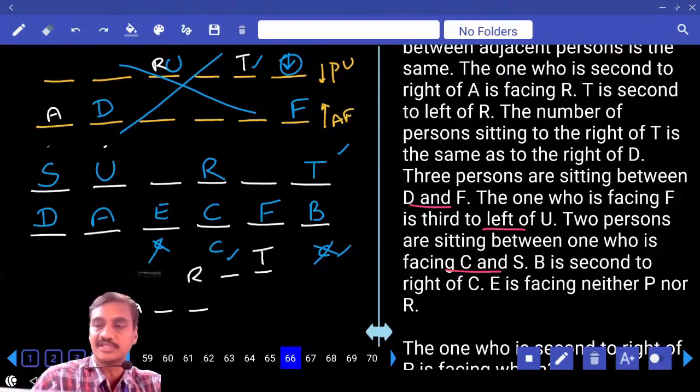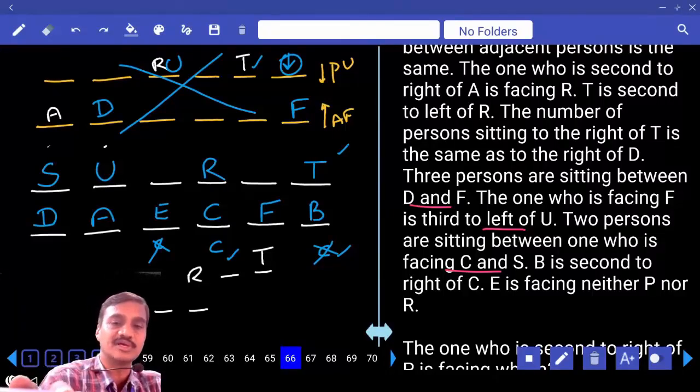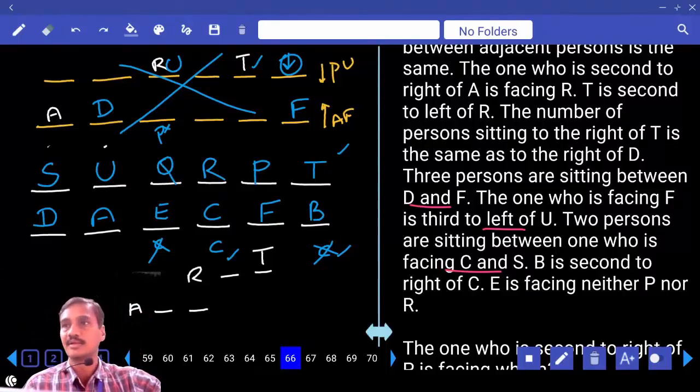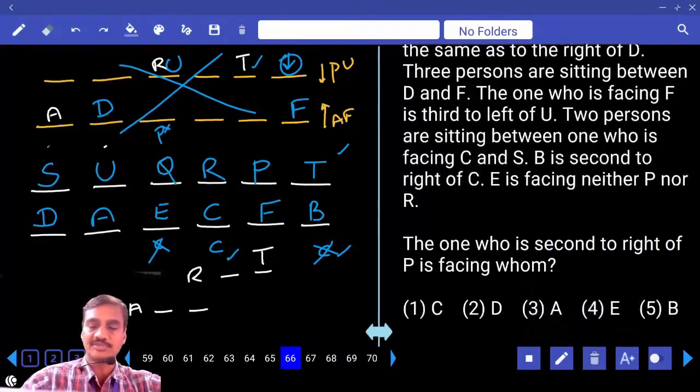E is facing neither opposite to P nor R. E is not opposite to P and R. P cannot be here. As P cannot be here, P is here. If P is here, Q must be at this place. Done? This is the final arrangement we have.